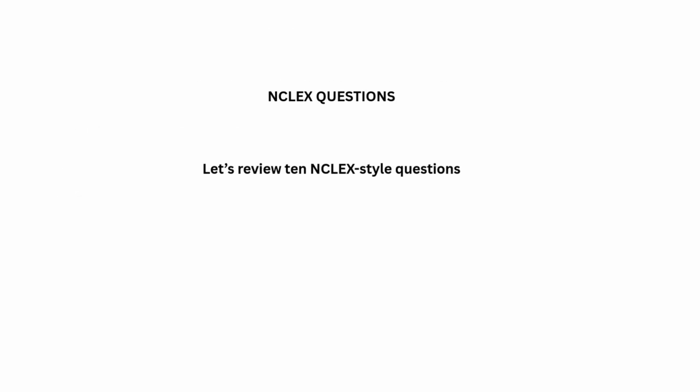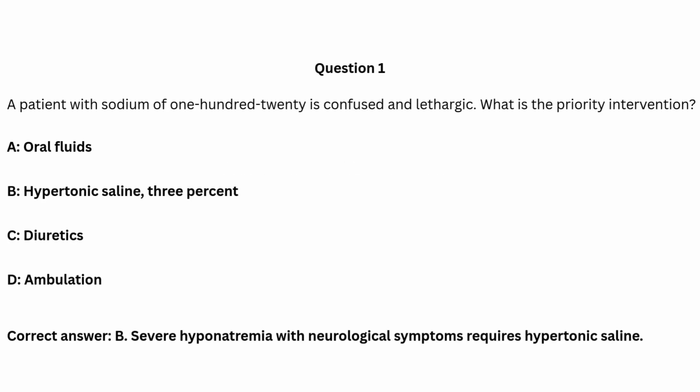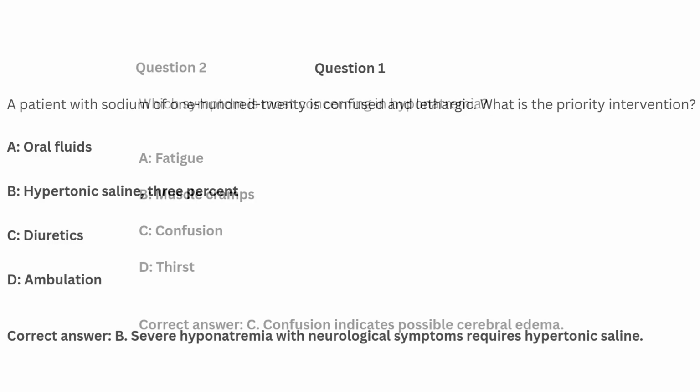NCLEX questions. Let's review 10 NCLEX-style questions. Question 1. A patient with sodium of 120 is confused and lethargic. What is the priority intervention? A. Oral fluids. B. Hypertonic saline, 3%. C. Diuretics. D. Ambulation. Correct answer B. Severe hyponatremia with neurological symptoms requires hypertonic saline.